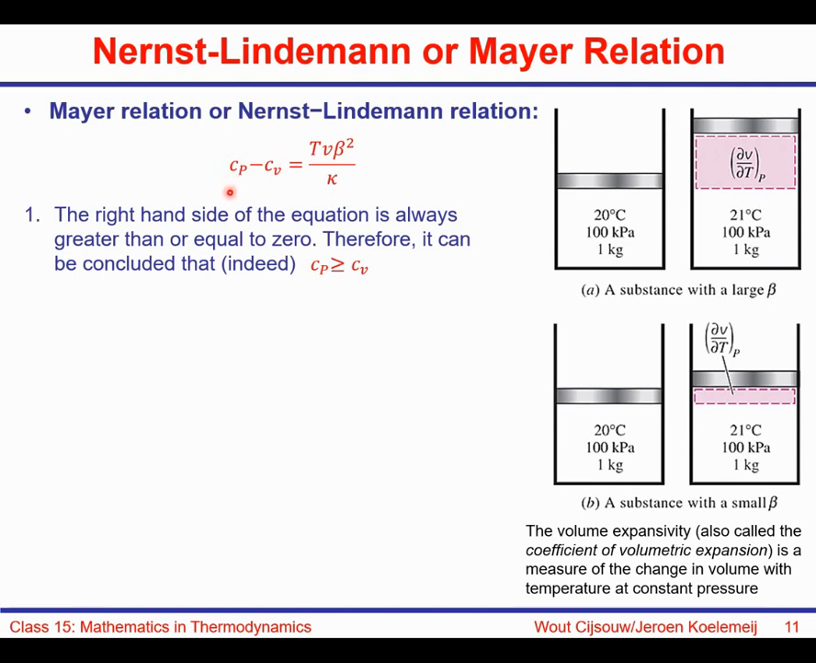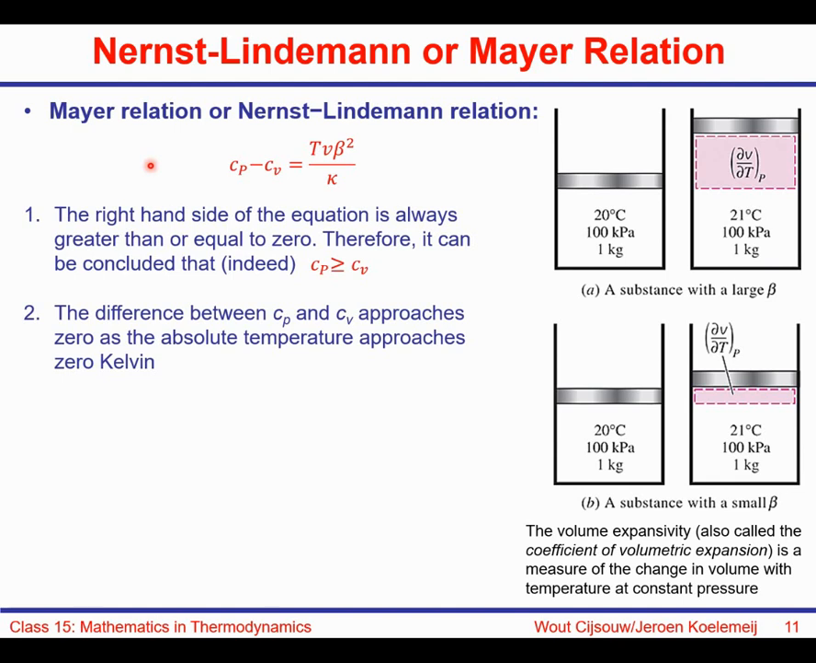Well, first of all, we know that Cp is always larger or at least equal to Cv. And we can also judge that from this side of the equation, because we know that all these coefficients and the temperature and the specific volume are all quantities that are larger than 0. So that's another way of telling that Cp is always larger or at least equal to Cv. Another thing we can learn from this equation is that if the temperature goes to 0, then apparently Cp starts to approach Cv. That's another conclusion that we can draw here.